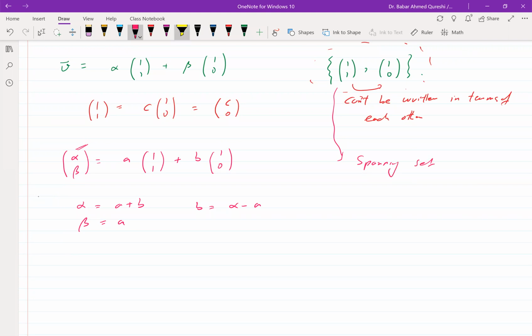But I cannot write any alpha beta in terms of any one of them. This is just this vector. This vector will have both components equal, and my arbitrary elements in R2 do not have equal components. So this is not good enough. So I need these two guys.